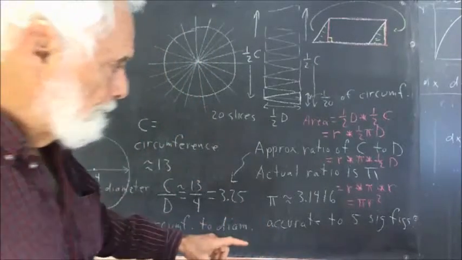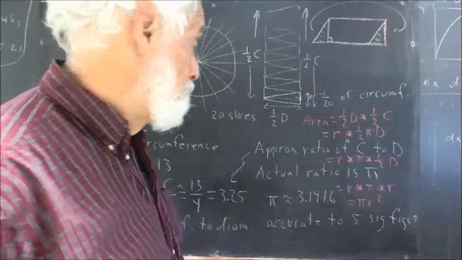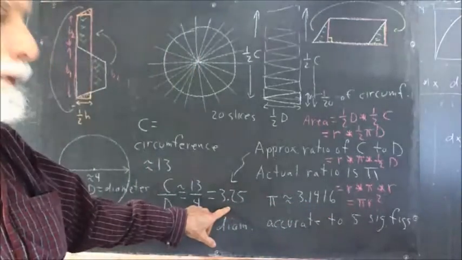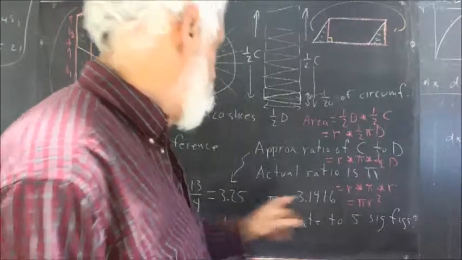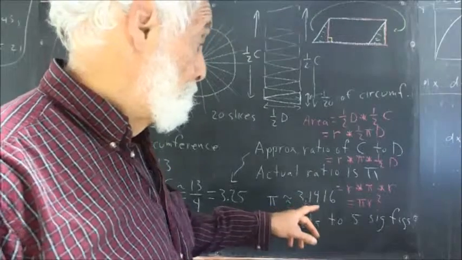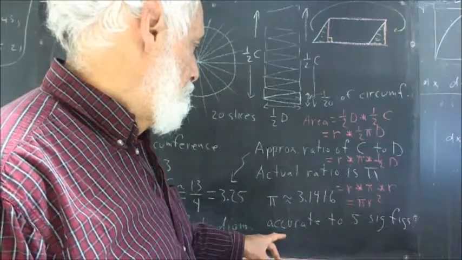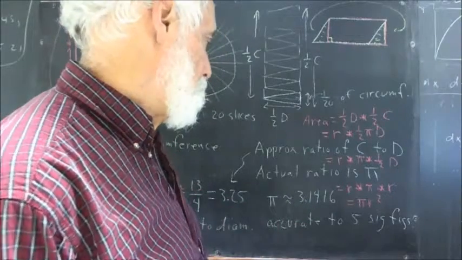In any case, now, pi has the approximate value 3.1416, which means that our 3.25 wasn't too awful bad. Okay, we're off by a little bit, about 3%. So there's the value of pi accurate to 5 significant figures.